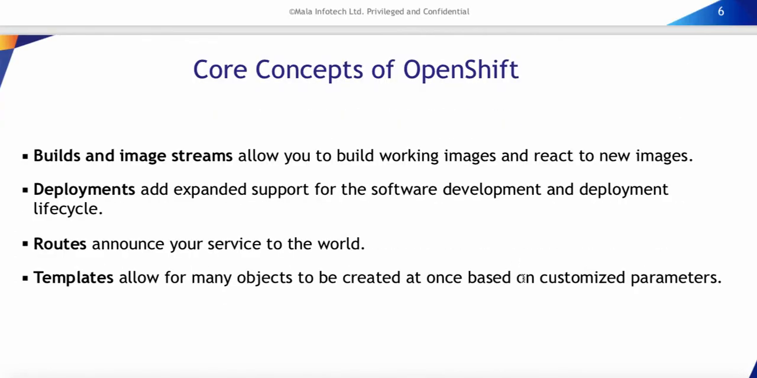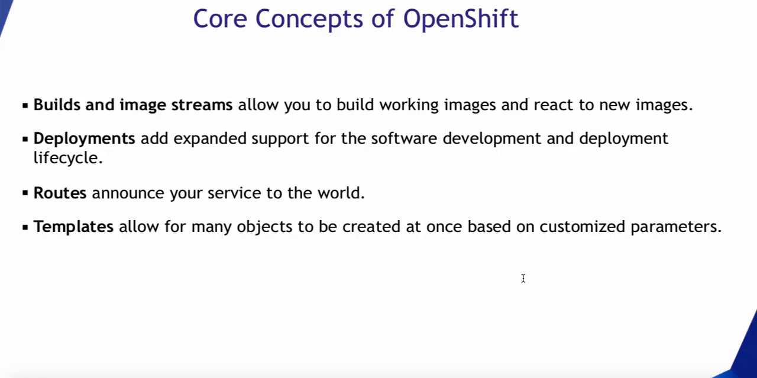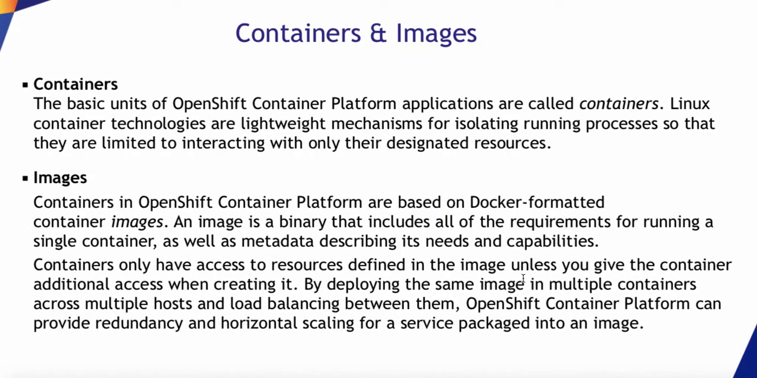The following slide will describe more core concepts of OpenShift. What are the core concepts we see in OpenShift? Builds, image streams, deployments, and routes, which announce your service to the world. Templates allow many objects to be created at once based on customization parameters, just like the templates you use in Kubernetes or Ansible. Containers and images are a very core concept followed by Docker and Kubernetes, and containers go beyond the limits. So this is one thing.